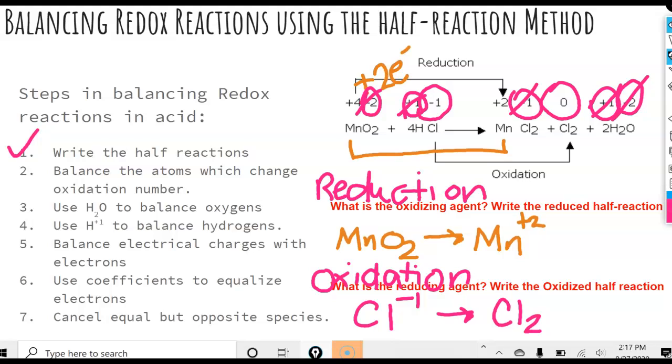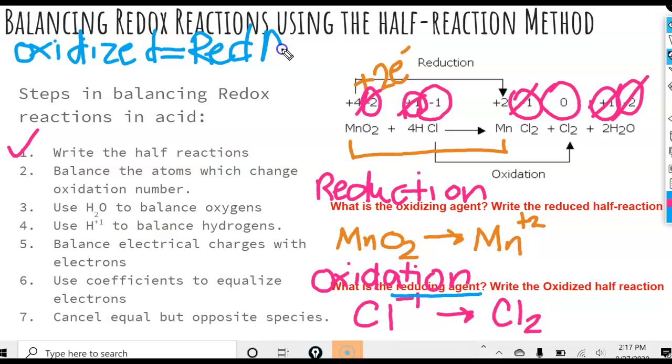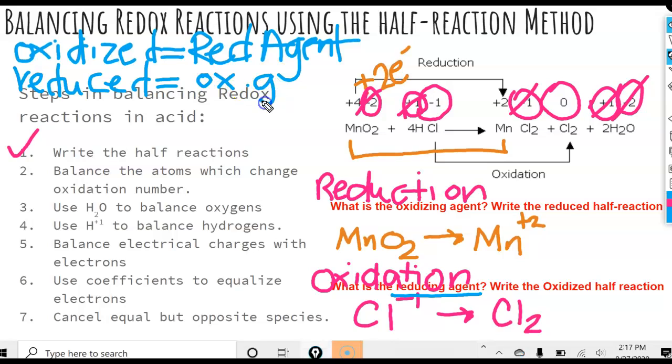Now, something to keep in mind is that whatever is being oxidized is causing the reduction. It is the reducing agent. So the thing that is oxidized is the reducing agent. And vice versa, whatever is reduced is the oxidizing agent. It is causing oxidation to occur. Okay, so let's say it again. The thing that is oxidized is acting as the reducing agent, and the thing that is reduced is acting as the oxidizing agent. Okay, so now we're going to go ahead and do step 2.